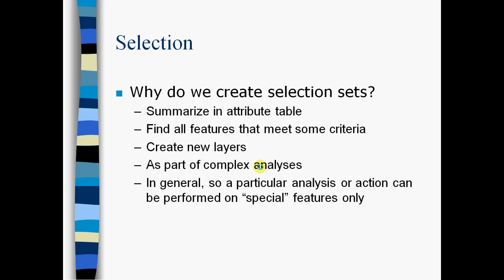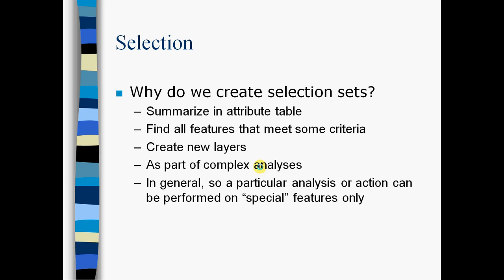It allows us to choose a subset of features in a particular data set. Why would we do such a thing? Well, it allows us to create summaries of subsets of our data set. Maybe we don't want to look at all the roads. Maybe we only want to look at the roads in the northwest quadrant. If we can select the roads in the northwest quadrant, then we can do a summary of just those roads.